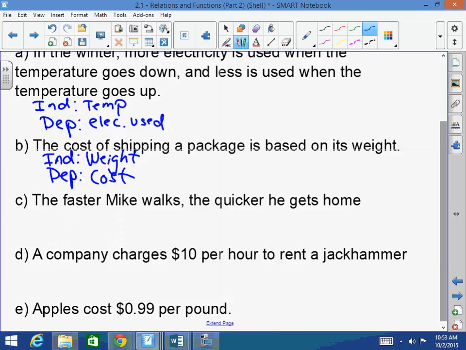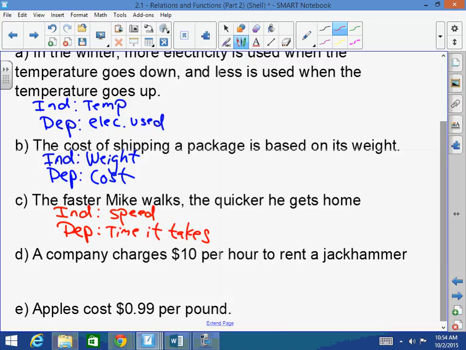The faster Mike walks, the quicker he gets home. Yes, sir. It is the time he walks, or no, the speed he walks. Very good, son. The independent in this case is the speed, believe it or not. And then the dependent is the time it takes. Because in this case, he can't choose the time. The time it takes depends on his speed. Does that make sense? How about for D, a company charges $10 per hour to rent a jackhammer?